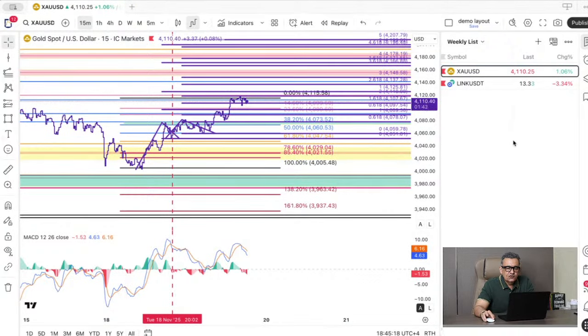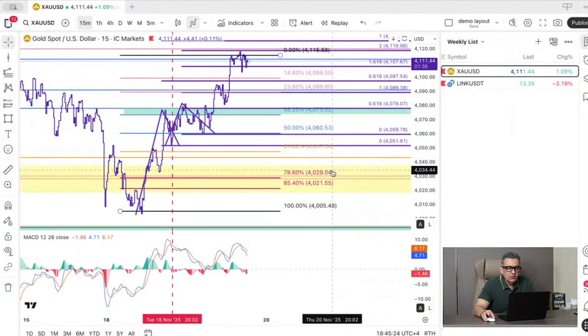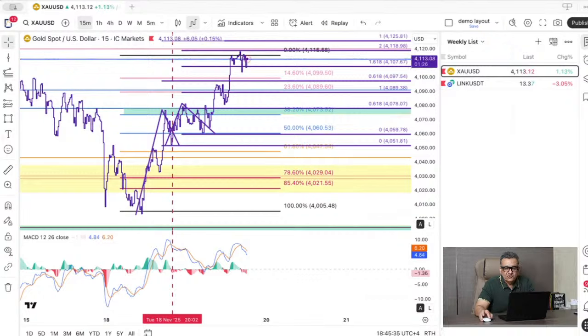So the plan is to buy on the dip, and the invalidation of the bullish plan would be a break below 4030. So unless we see a daily closure below 4030, my view remains bullish for gold, ultra bullish.